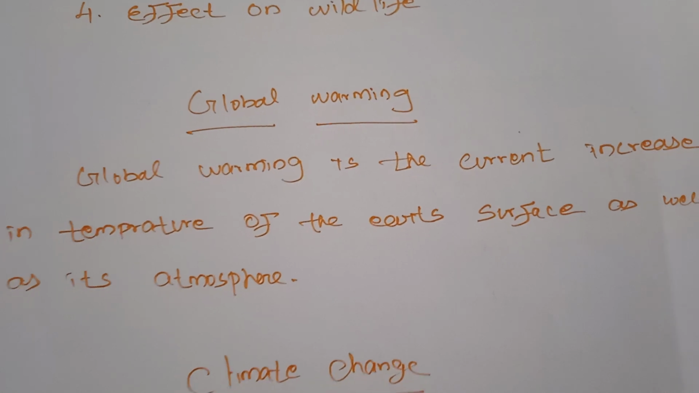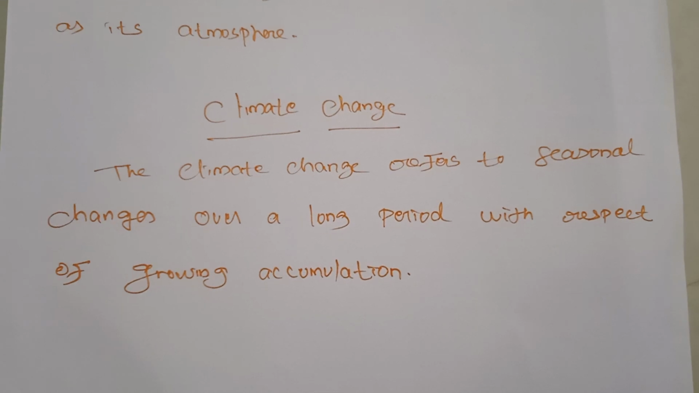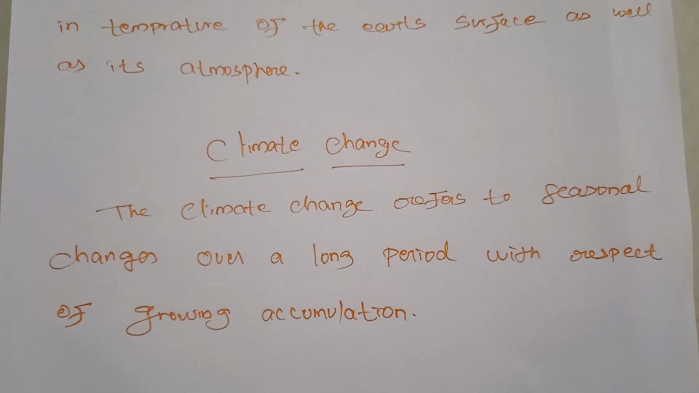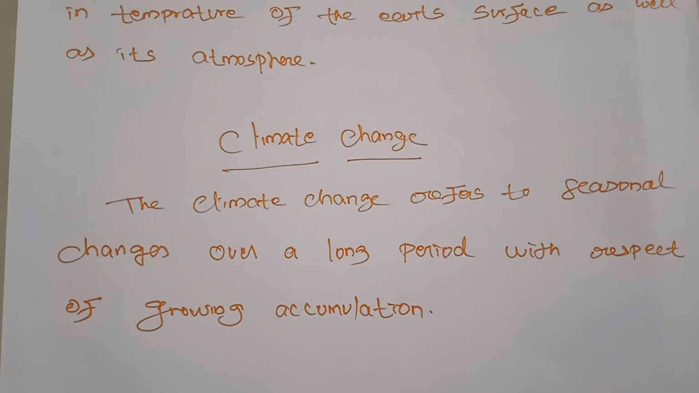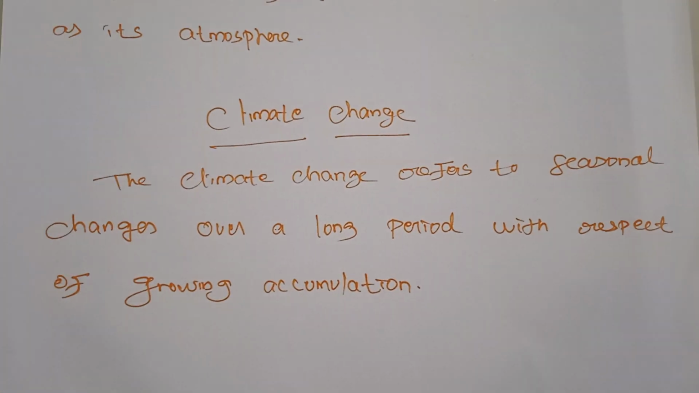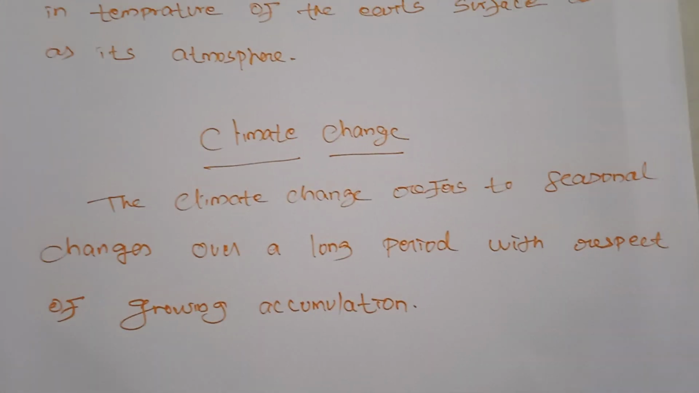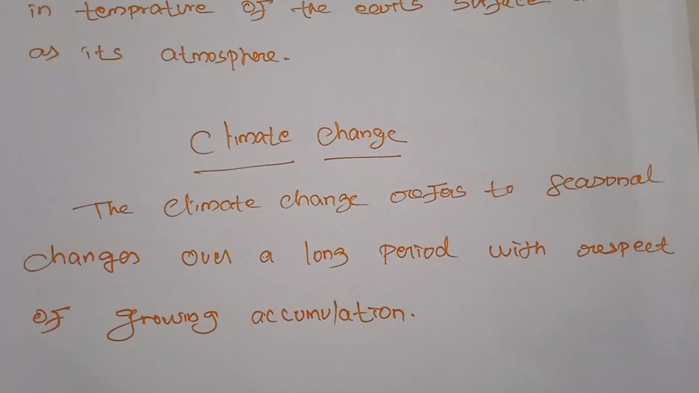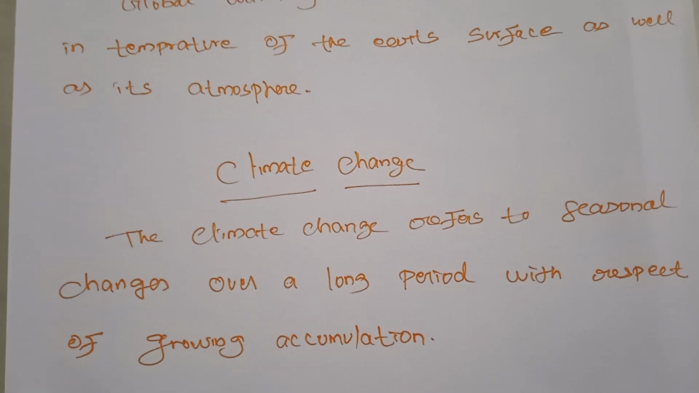Next, climate change. Climate change refers to seasonal changes over a long period with respect to the growing accumulation of greenhouse gases in the atmosphere. So already we have studied global warming. Global warming means the increasing temperature of the earth's surface as well as the atmosphere. If this situation continues throughout the world over the course of time, this leads to climate change.